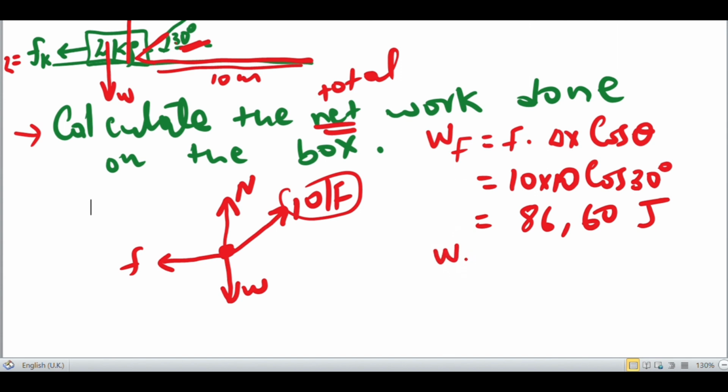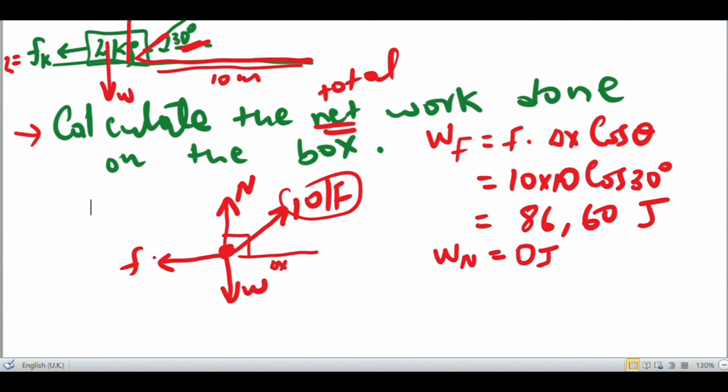Then we also calculate the work done by the normal force. Remember, the displacement is in this direction. The displacement, that is delta x. Therefore, the angle here is 90. Since the angle is equal to 90 degrees, the work done by normal force will be equal to 0 joules. I said the normal force will always be 0 joules.